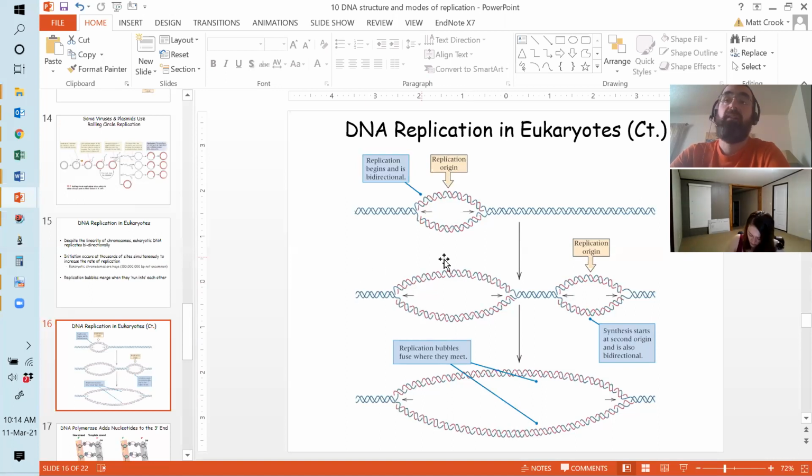And so you'll essentially have thousands of bubbles. You start with bubbles here, here, here, and those slowly get bigger and bigger, which is what you see down here, until they hit one. And then they simply merge, and you get a larger replication bubble. And that keeps going and going until all of the replication bubbles have merged, and now you have your two sister chromatids.